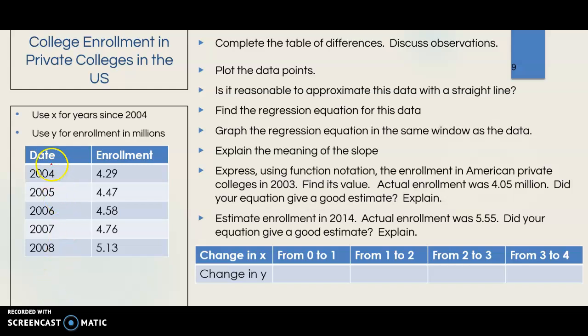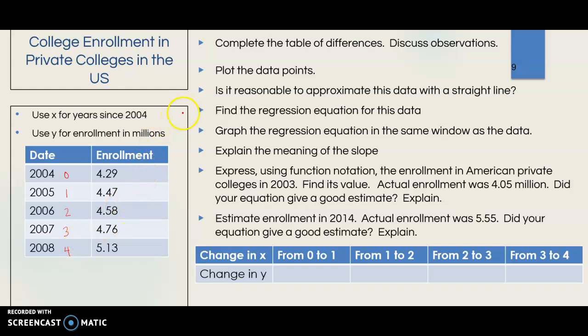In this example, we are looking at the college enrollment in private colleges within the United States. We are told to use X for the years since 2004 and Y for the enrollment in millions. So looking at my data, 2004 is an X value of 0, 2005 would be 1, 2006 would be 2, 2007 would be 3, and 2008 would be 4.